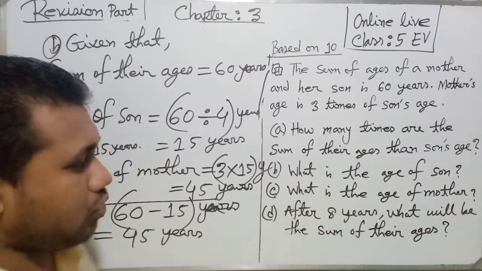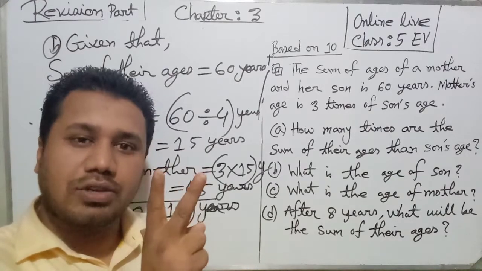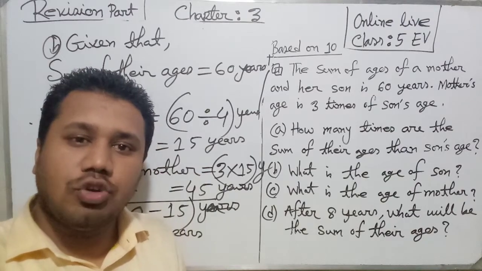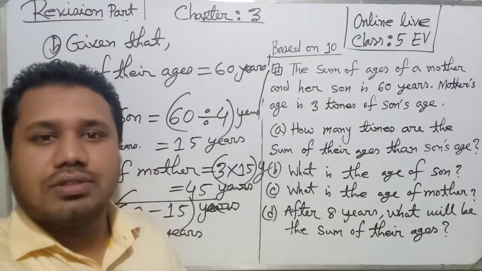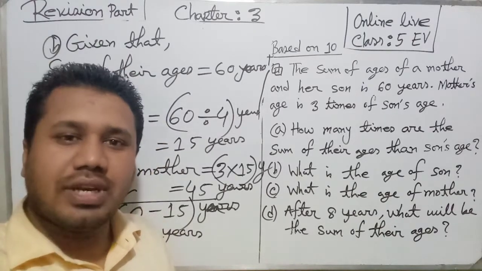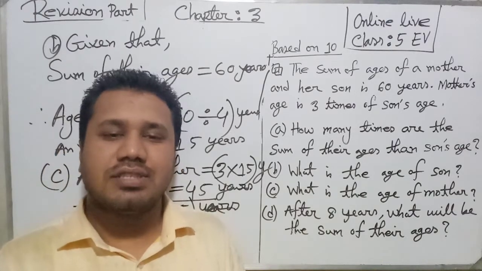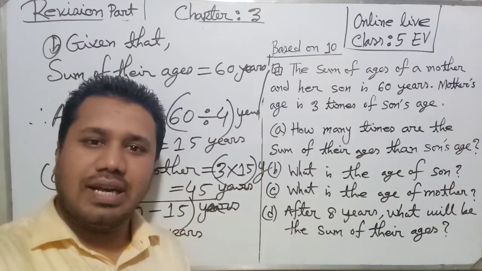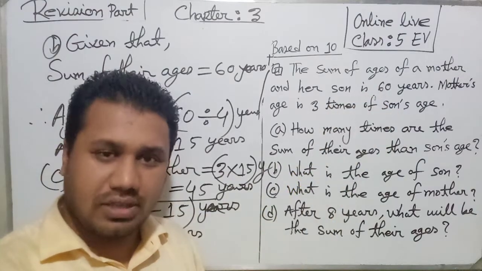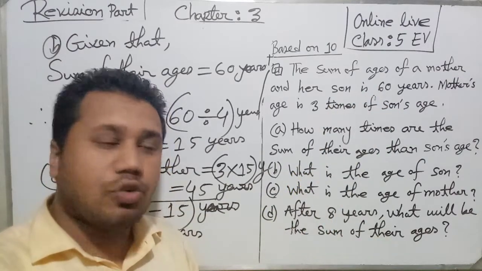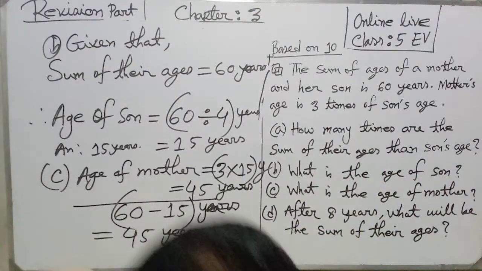After 8 years, what will be the sum of their ages? Look, after 8 years, we can say there are two persons and separately their ages will increase. If the son increases 8 years, obviously the mother also will increase 8 years. So we can say their total age will increase by 8 plus 8, that means 16 years. So we have to add 16 to 60 years, because 60 years is the present age. So after 8 years it will be 60 plus 8 plus 8, that means 16 years. So our answer is 76.